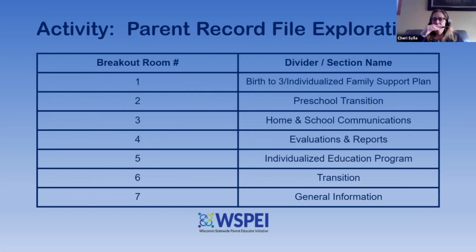So on this slide, we have the breakout rooms and what section you have. So what I'm going to do right now is ask Jackie, when I say breakout room number 1, which says birth to 3, the individualized family support plan, so that's our first divider here, I'm going to ask Jackie just to identify by name who's in breakout room 1 so that people have a solid idea of what group they're in, what divider they need to look at, and what resources are behind that divider.